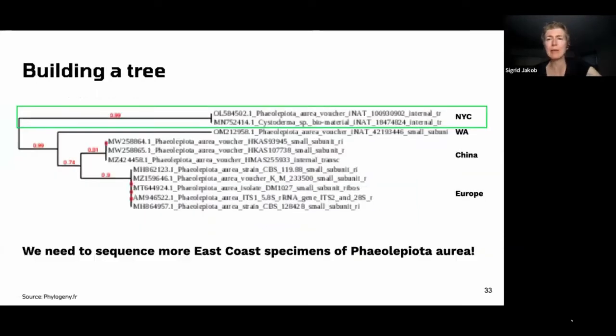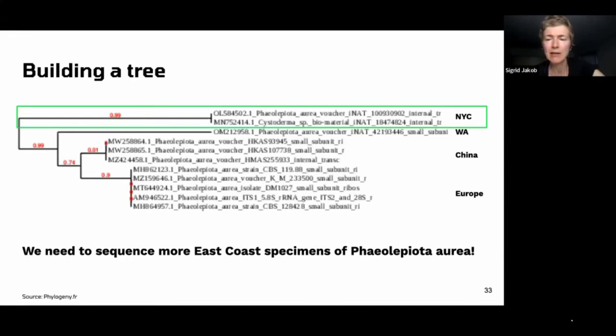Okay. So next step is I build a tree. And that's very easy to do. There's a website called Phylogeny, where you literally just download a couple of sequences and pop them in, and it'll build a tree for you. And what we can see here is that one branch of the tree is my New York City sequences up there on the top. And then on another branch is the Washington, China, and Europe sequences. They're not even on the same branch as mine, although Europe is all clustered together and China all clusters together.